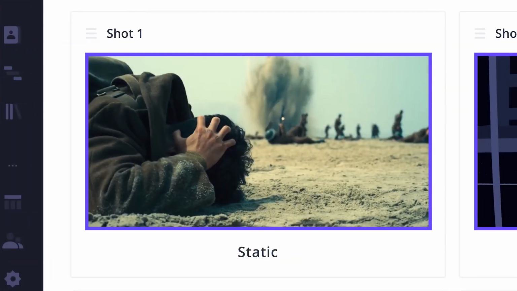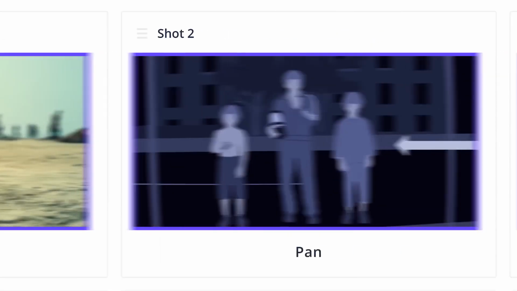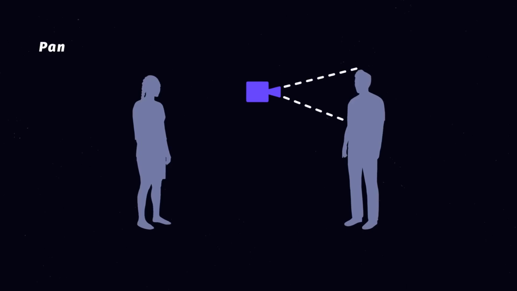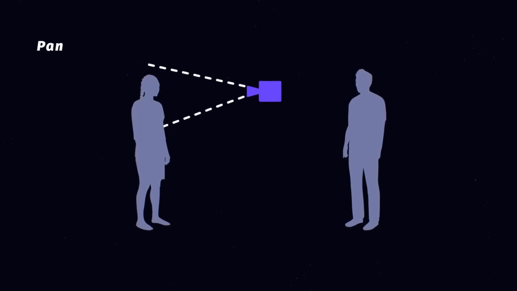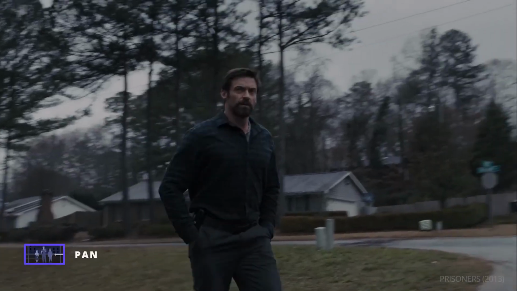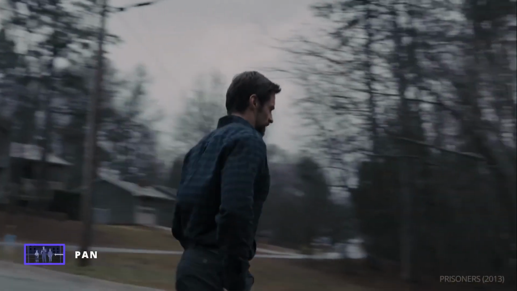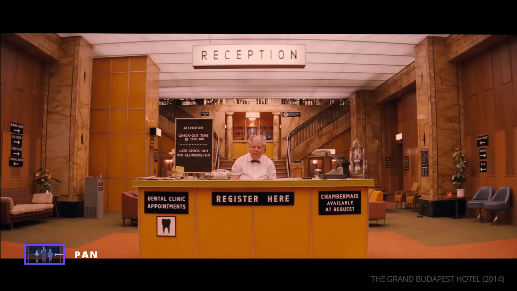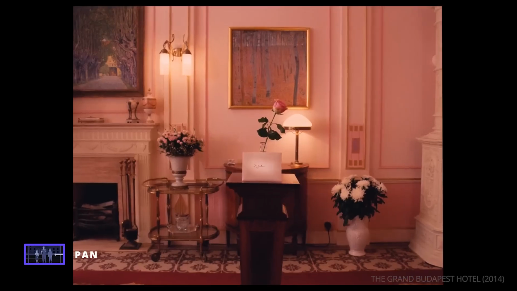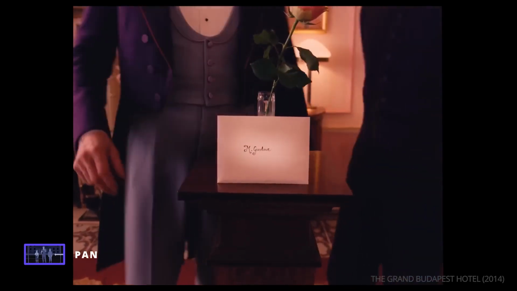Let's move on to our next camera movement. The pan. A pan rotates the camera horizontally, left or right, while remaining in a fixed location. Pans can be used to follow a character's actions, or be used to reveal information, which is something Wes Anderson does frequently.